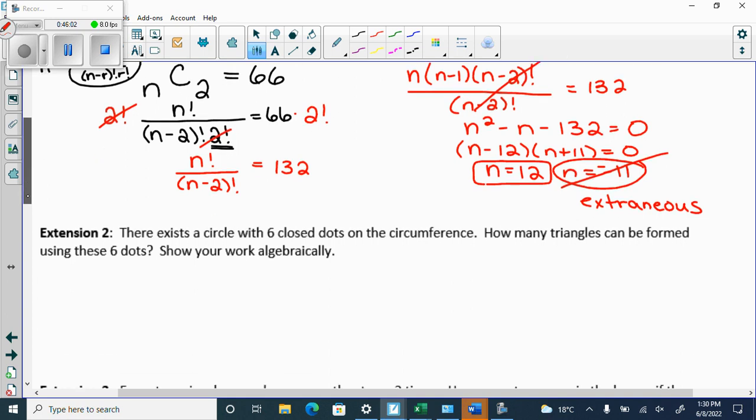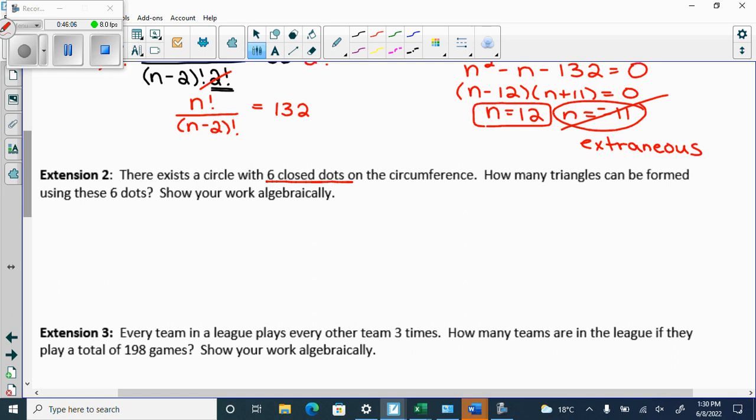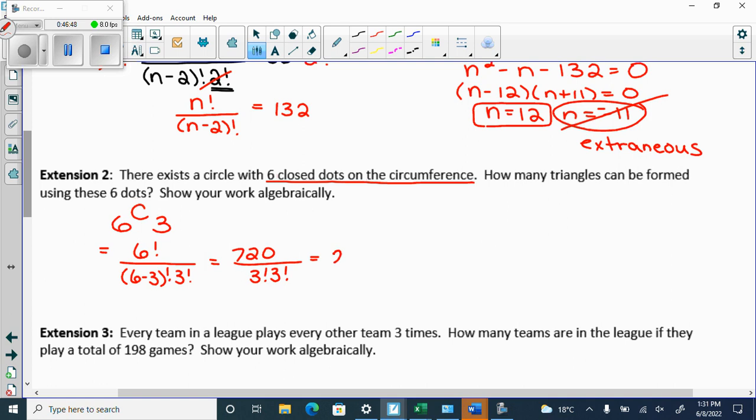All right? So here it says, there exists a circle with 6 closed dots on the circumference. How many triangles can be formed using these 6 dots? So, 6C3. This one was an easier one than the other ones. I just wanted to see if you tried putting one in as a total. Did it say total anywhere in there? No. It just says there's 6 dots on the circumference and I need triangles. So 6C3. Show my work algebraically. It's going to equal 6 factorial over 6 minus 3 factorial times 3 factorial, which is 720 over 3 factorial times 3 factorial, which is 720 divided by 36, which is 20, I believe.